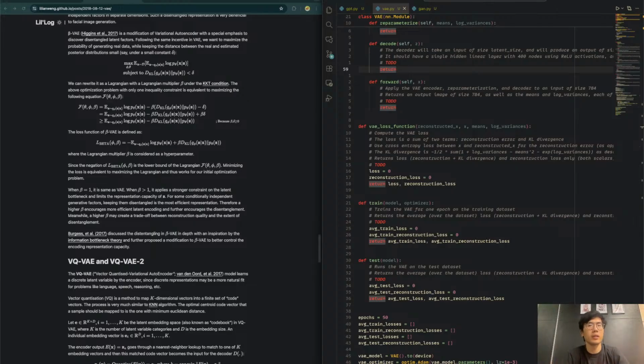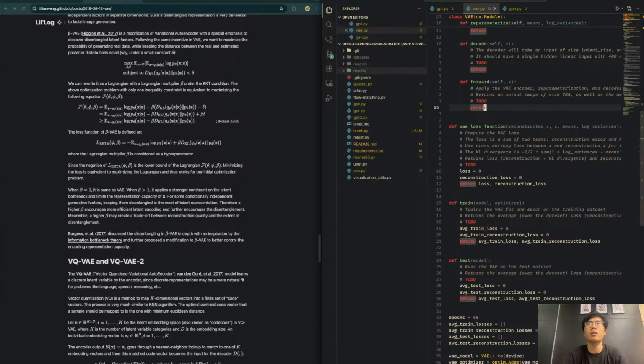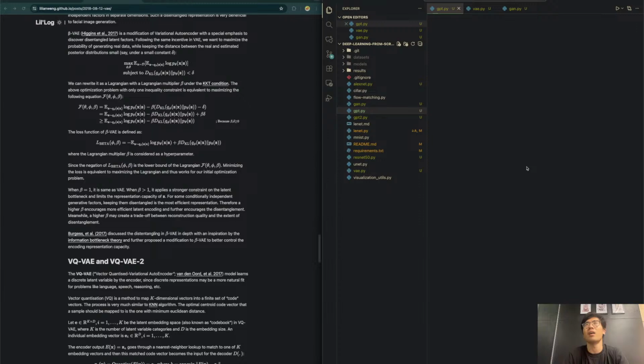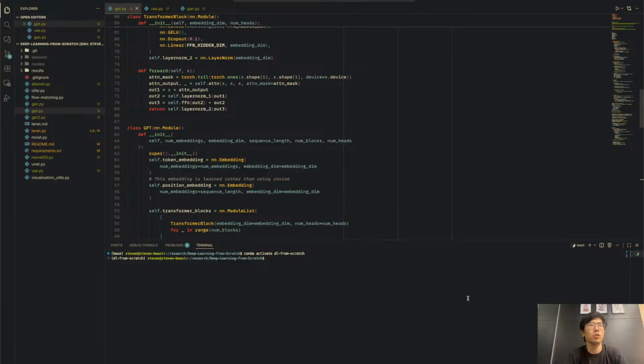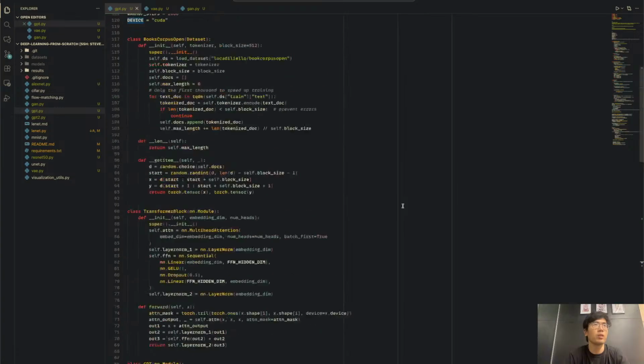But today I want to finish up the VAE. So we did GPT last time, and although it was training, somehow it didn't train properly, so I guess I'll just train it again now. I'll train the GPT. So while it's training, let's work on our VAE.